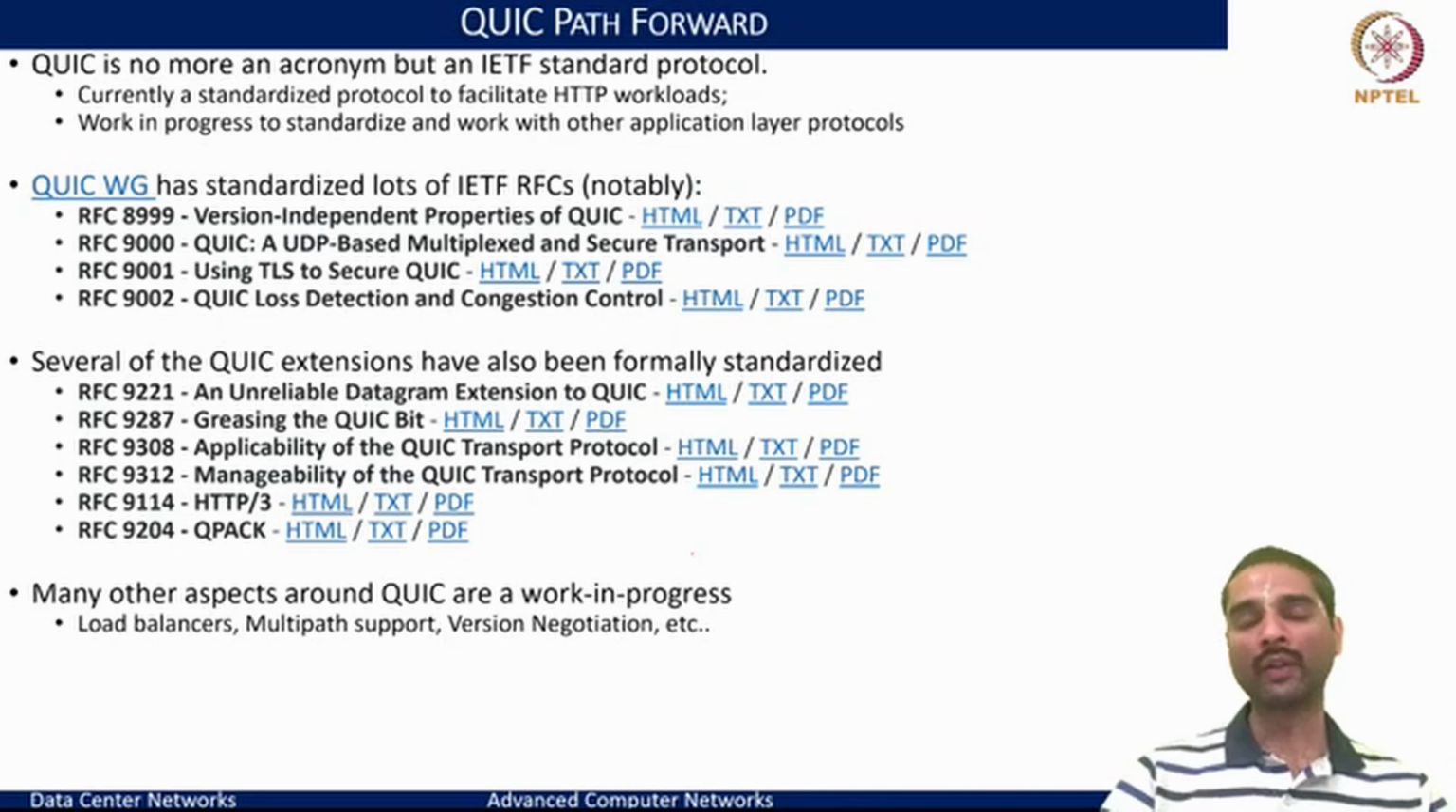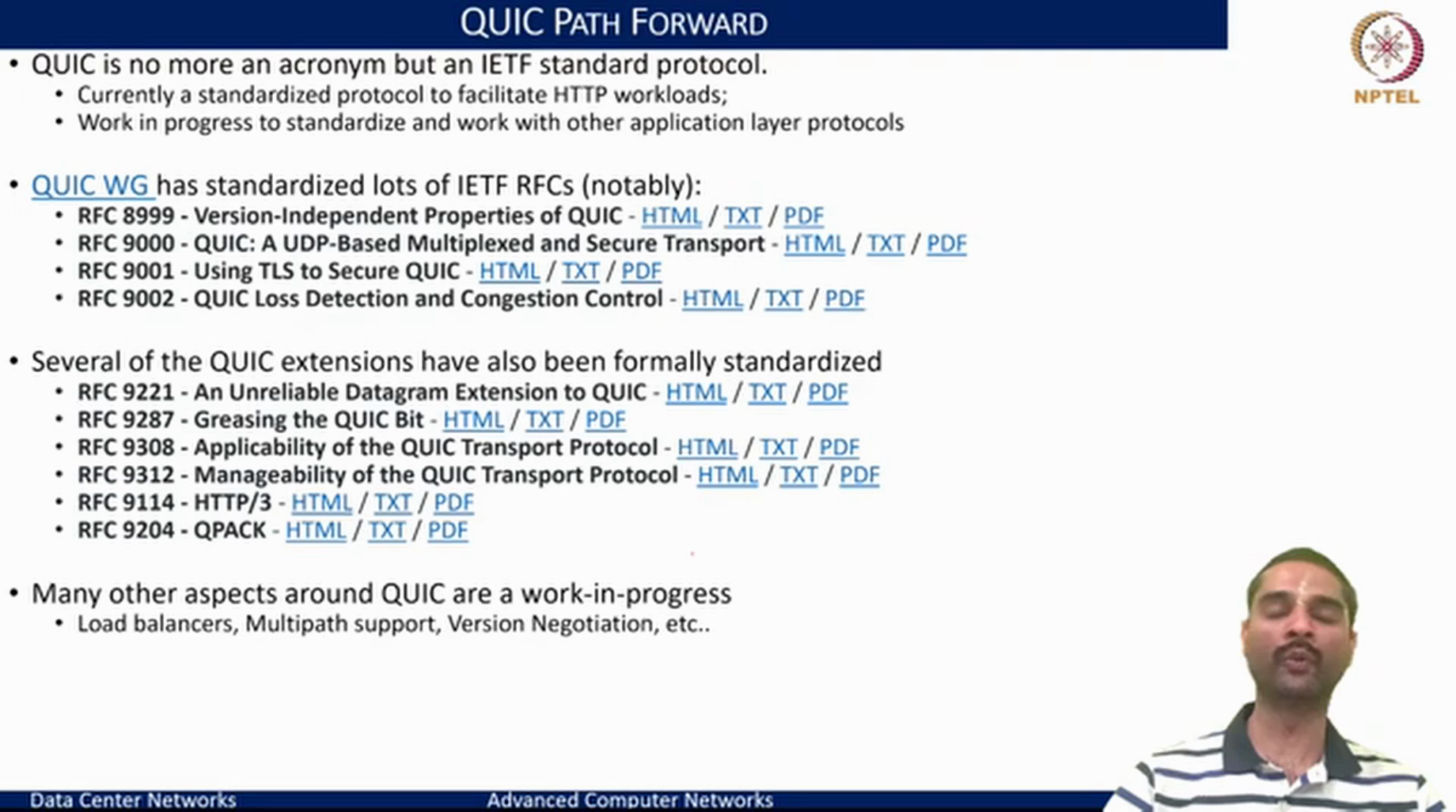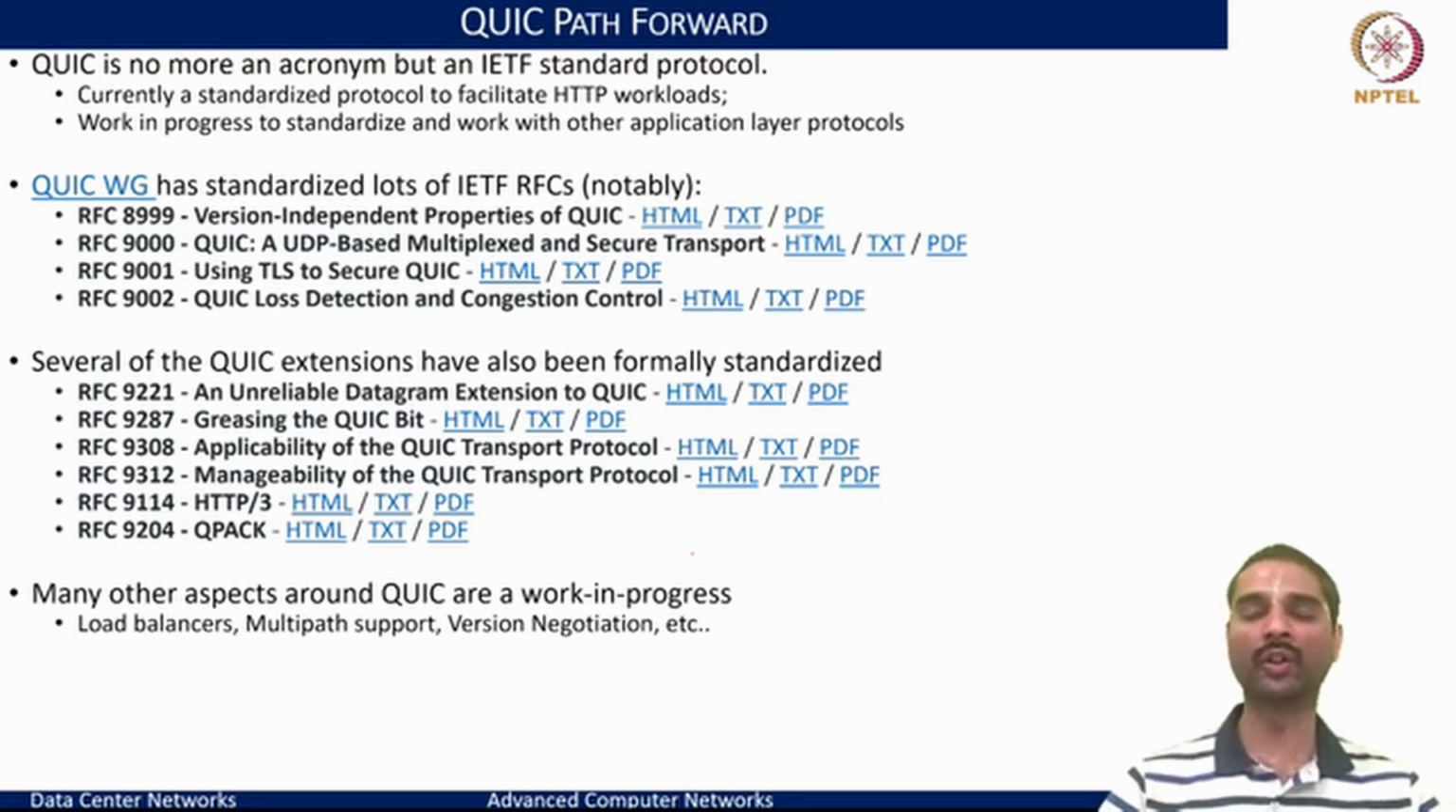And QUIC has evolved a lot since it started in the early 2010s, to where we stand in 2023. QUIC is now no more an acronym, but an IETF standard, standardized in May of 2021, where a series of RFCs put forth by the QUIC working group resulted in RFC 8999 for the version-independent properties of QUIC, RFC 9000, which describes the UDP-based multiplexed secure transport and the protocol aspects of how it is built, RFC 9001 detailing the use of TLS to secure QUIC and why TLS 1.3, and RFC 9002 for QUIC loss detection and congestion control.